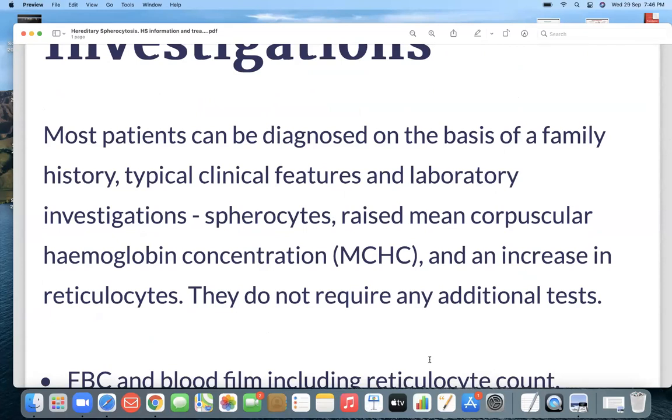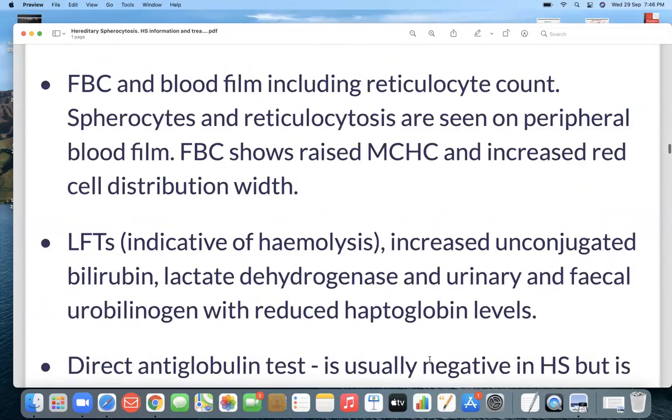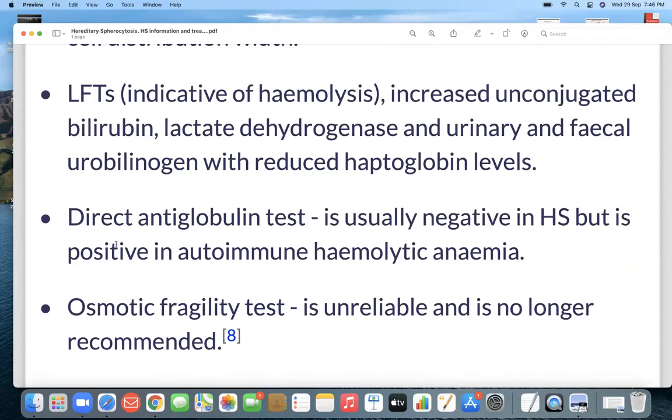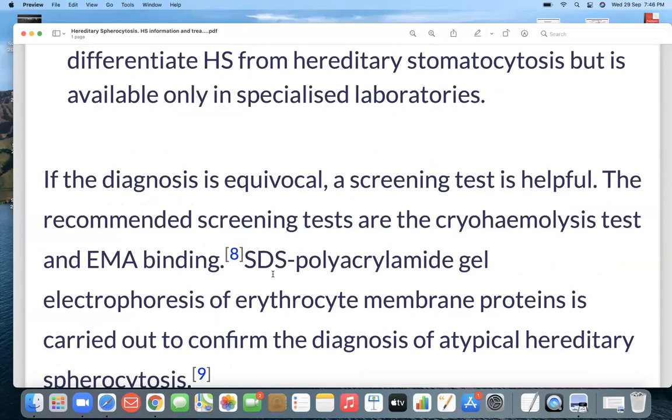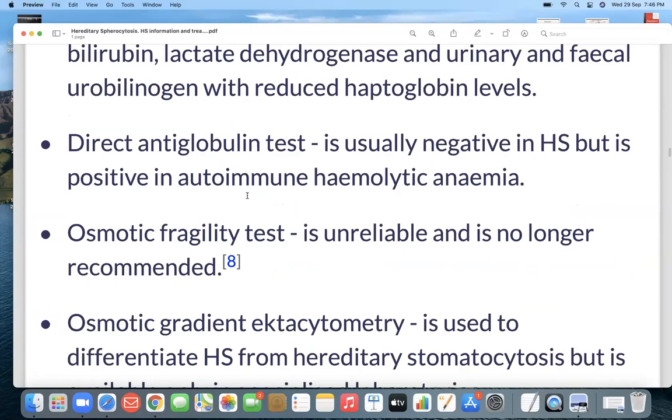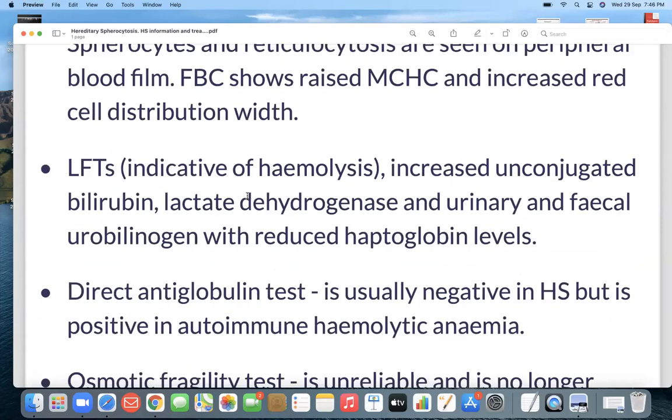But when you are not sure of the diagnosis, then you can go for other things like the direct antiglobulin test to rule out autoimmune hemolytic anemia, and the EMA binding test. Apart from that, nowadays don't mention the osmotic fragility test. For supporting hemolysis, you can tell LFTs: increased unconjugated bilirubin, increased lactate dehydrogenase, and decreased haptoglobin levels. And also you will see urinary and fecal urobilinogen.